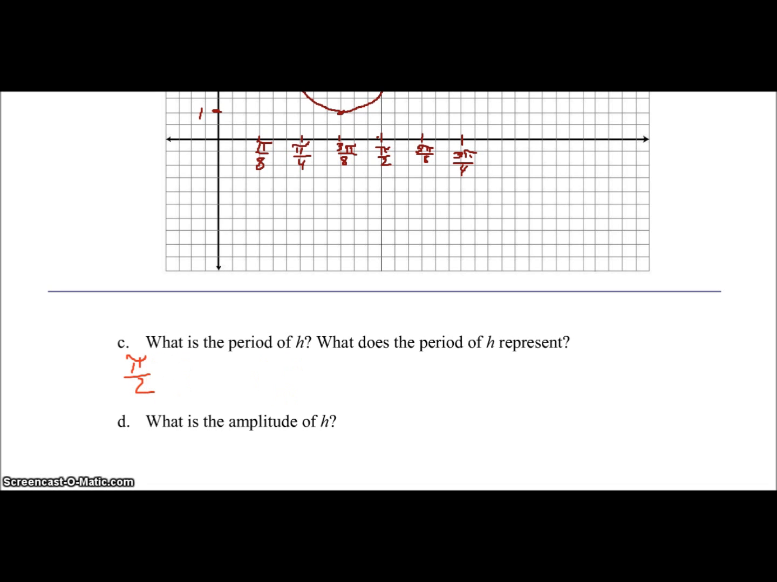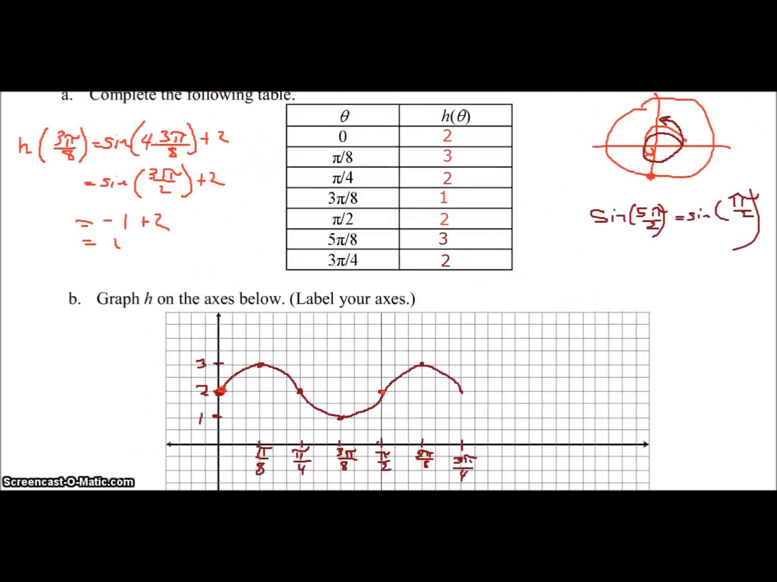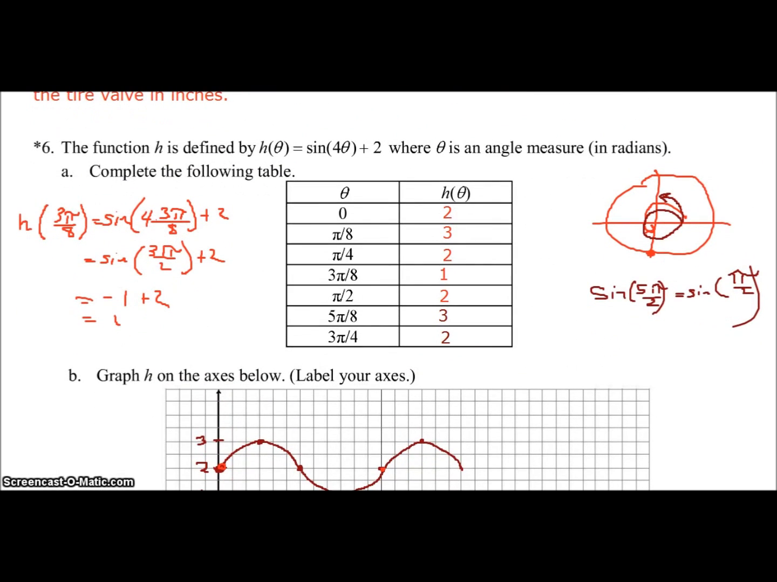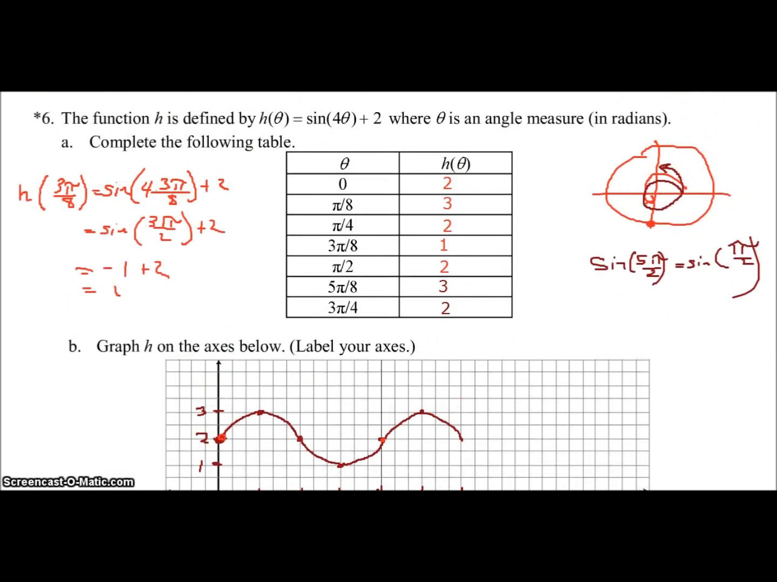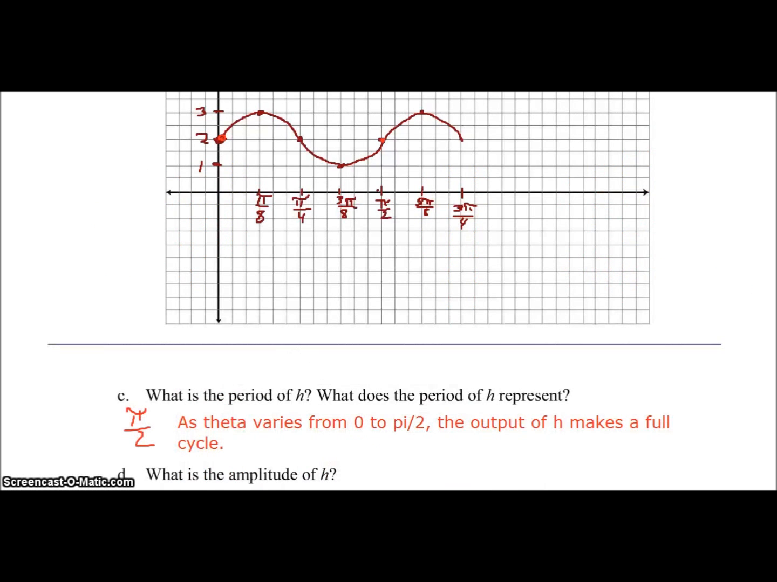And what does this represent? Let's go look at our function one more time. So we just have a function h. It doesn't really tell us what the output represents, but because it's sine of 4 theta plus 2, you might have had a lot of your own interesting observations, but I just noticed as theta varies from 0 to pi over 2, the output of h makes a full cycle.